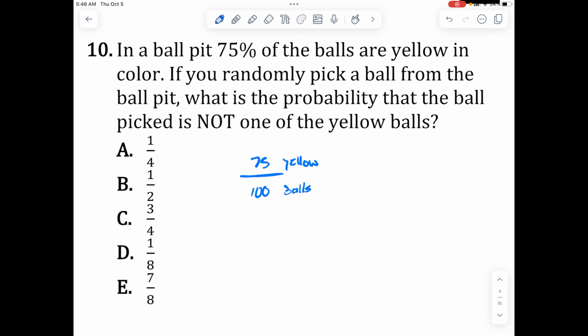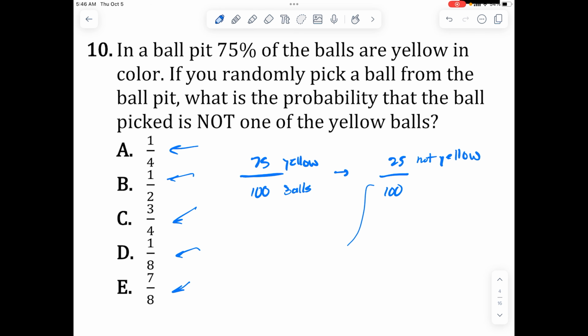If you randomly pick a ball from the ball pit, what is the probability that the ball picked is not one of the yellow balls? So if 75 out of the 100 are yellow, that means that 25 out of 100 are not yellow. Okay, so now we just have to find a fraction that's equal to 25 out of 100.